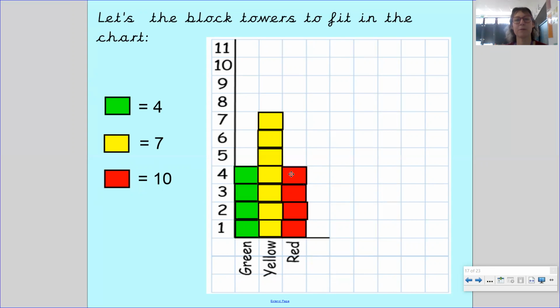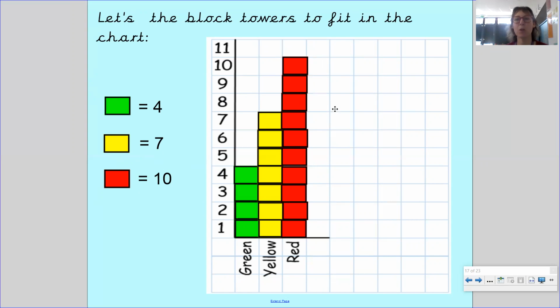This is a wobbly tower. This one would fall over. And I've got to make sure I've got 7 because that matches. 8, 9, 10. Right. So the way you read a block graph is you look at where the block ends.